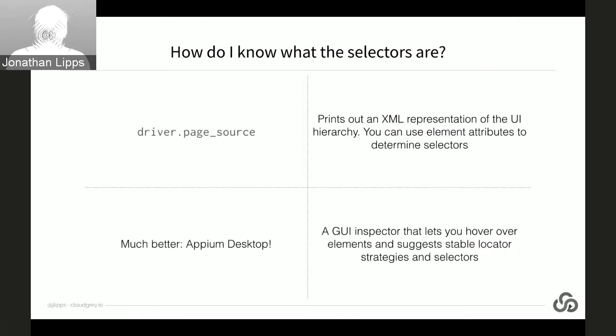The easy way to do it is to use this tool that we've developed called Appium Desktop, which comes with an inspector that lets you kind of hover over elements and even suggests good locator strategies and selectors for you, kind of like using the developer tools in a web browser if you're used to that.